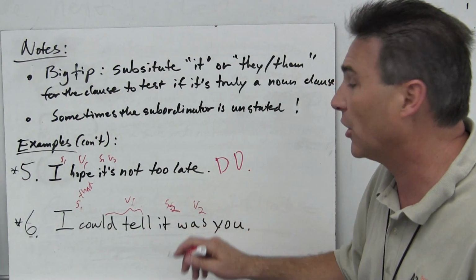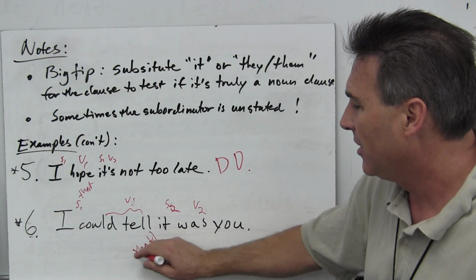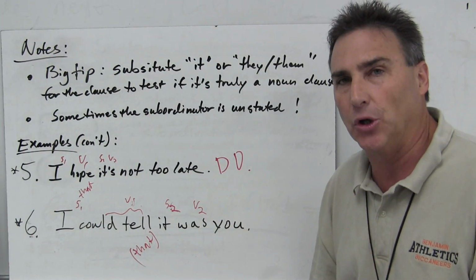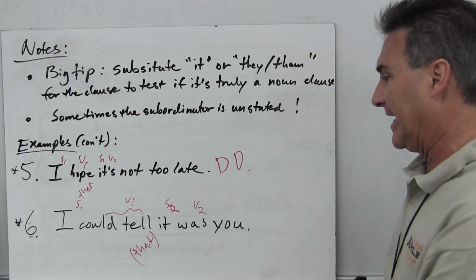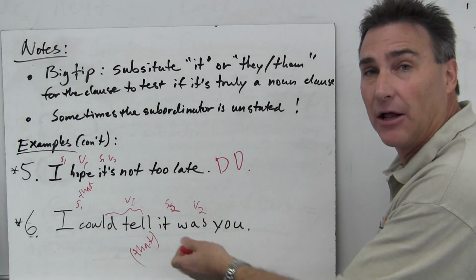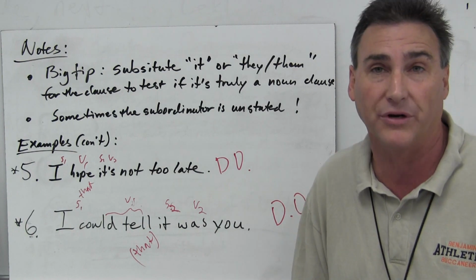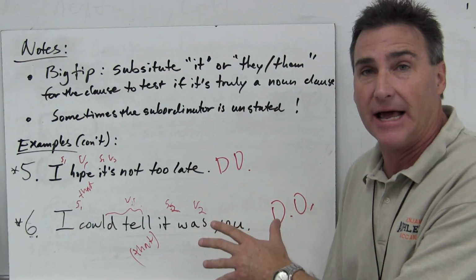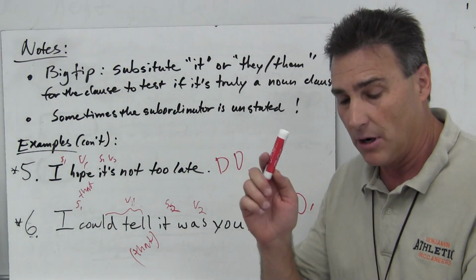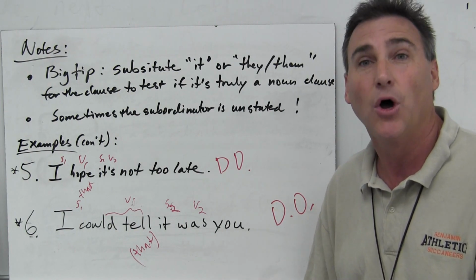All right, well, where's our subordinator? Isn't it really here between the two clauses but unstated? I could tell that it was you. So that's something to look for and to be aware of. And again, in this case, I could tell what? I could tell it. I could tell that it was you. Again, a direct object. And that's most frequently where you'll see the subordinator dropped. Okay, so we've seen noun clauses and how they operate. Remember the tips. And we've wrapped up with this, our coverage of all types of subordinate clauses, adjective, adverb, and noun. Hope that helps.